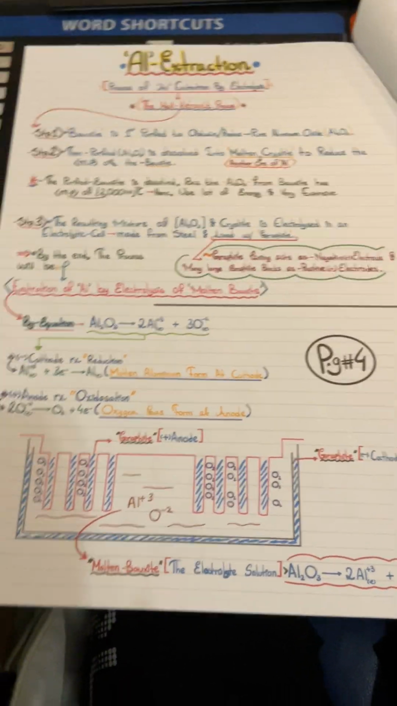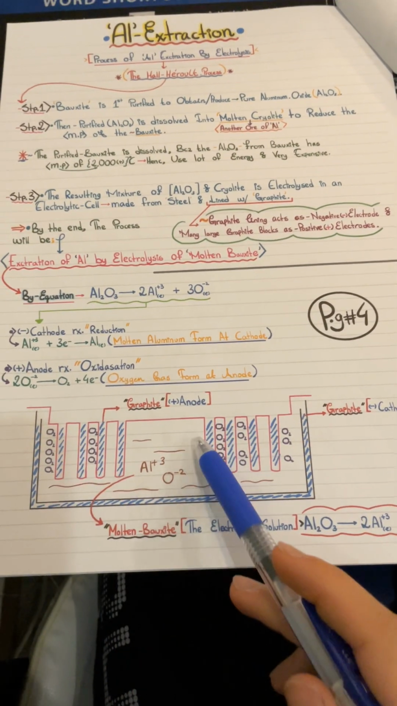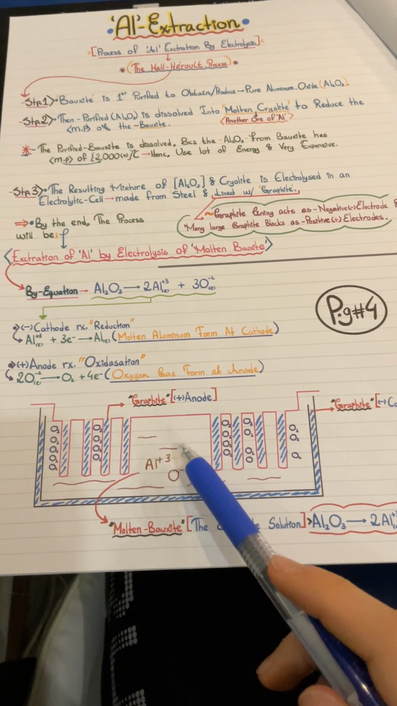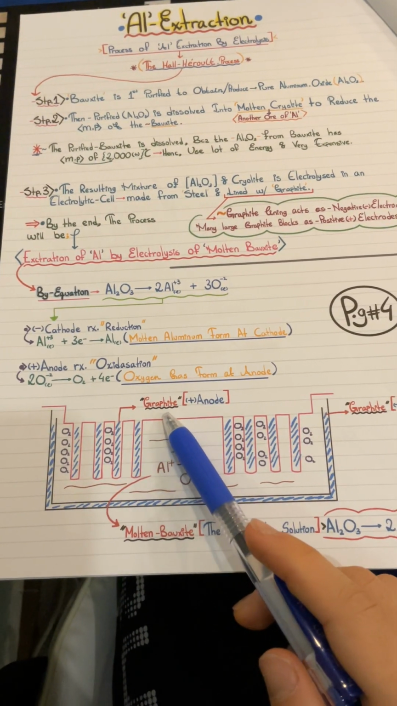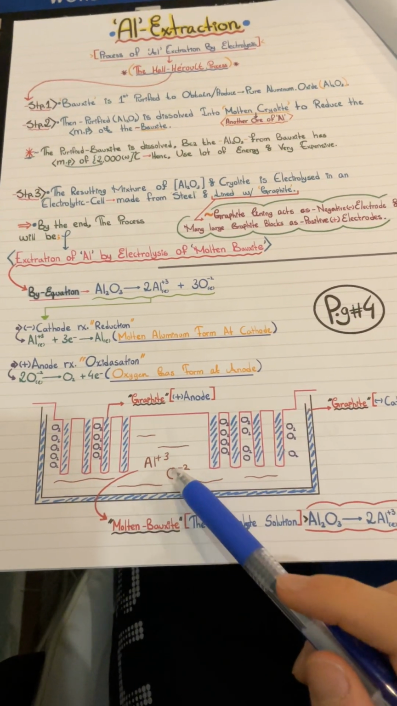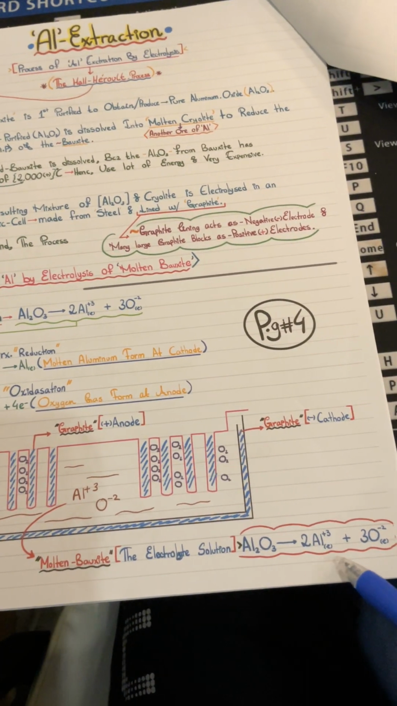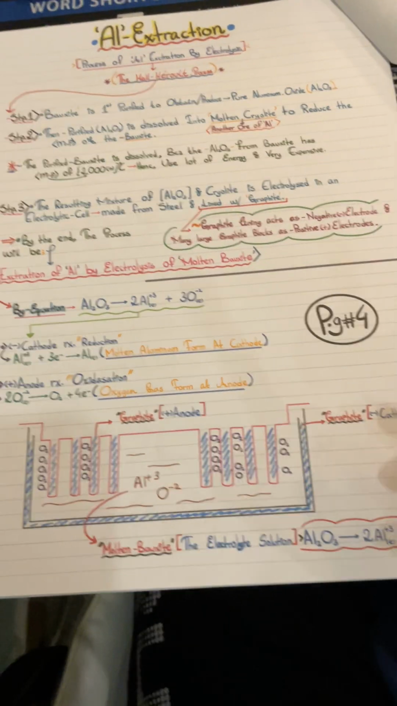Here's the structure of the cell, okay? So you have the electrolytic cell, electrolytic solution of aluminum oxide, and then graphite lining of the anode and graphite outside from the cathode. This is the molten bauxite, aluminum oxide, the electrolytic solution that decomposes into aluminum and oxygen.